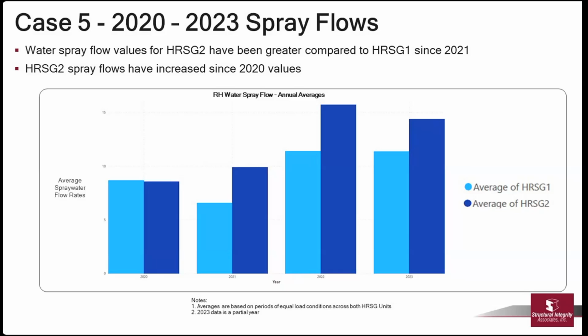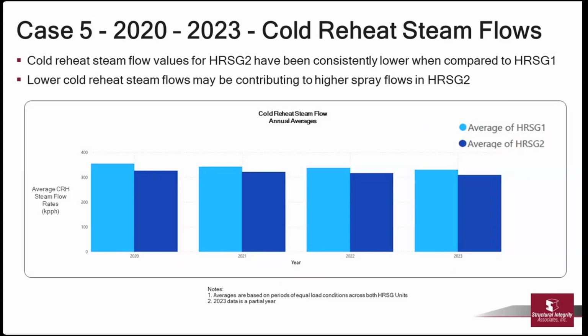And then we started looking at more plant data to try to get a better understanding of why this unit's spraying higher. Go to the next one. Among other things, we looked at the cold reheat steam flow into each unit, and unit 2 has consistently lower cold reheat coming in than unit 1.